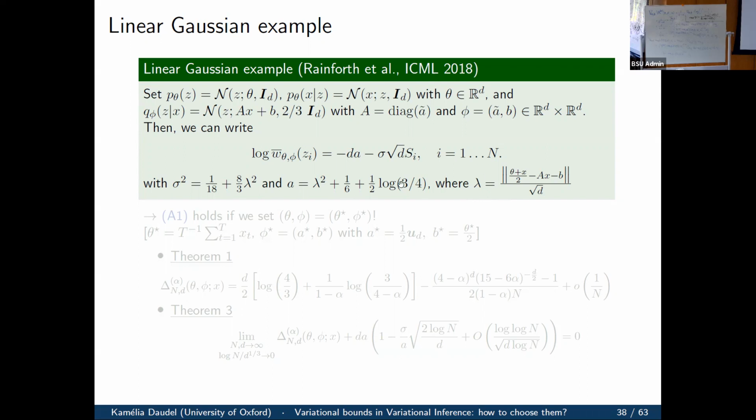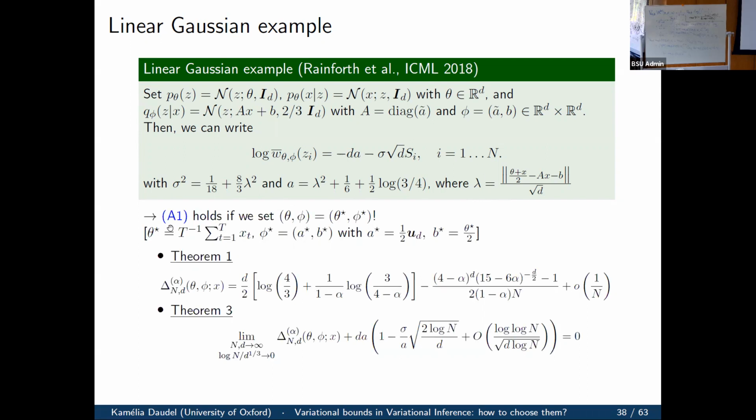I think what is important is my assumption A1 will hold if I take my theta and my phi to be the optimal ones. So I have my model and I have my variational approximation. I take the best parameter for my model, the best theta, and the best parameter for my phi, so phi star and theta star, and I'm still under A1. Okay, so this sends quite a strong message.